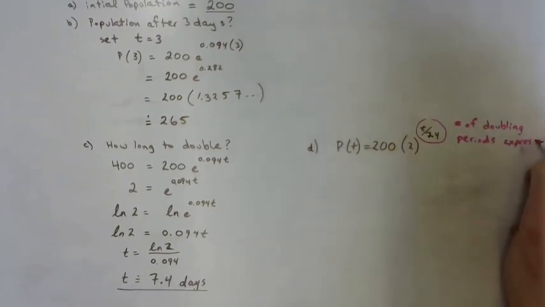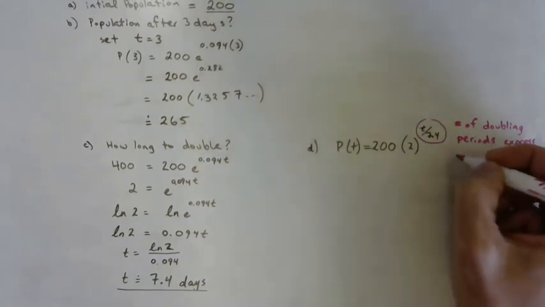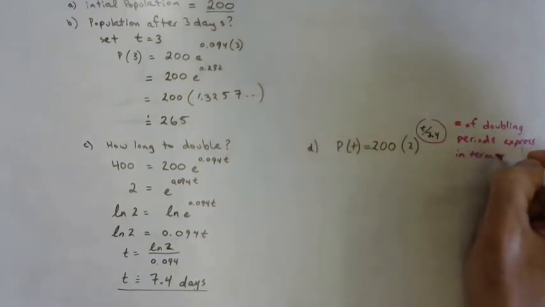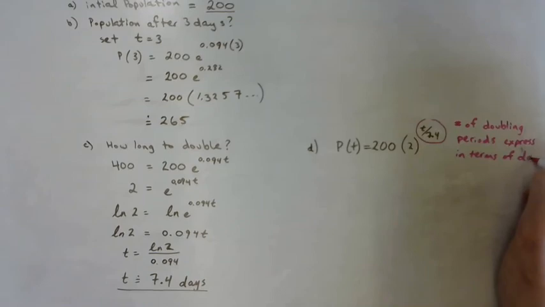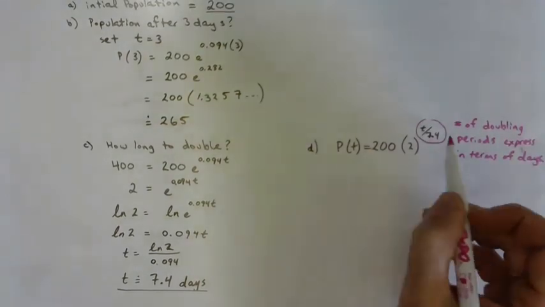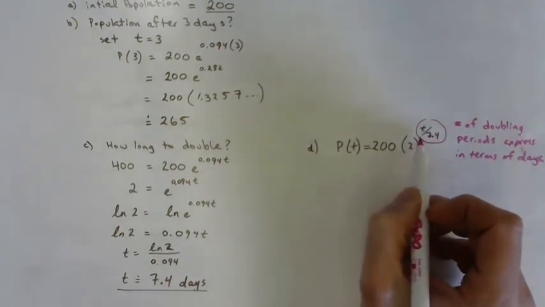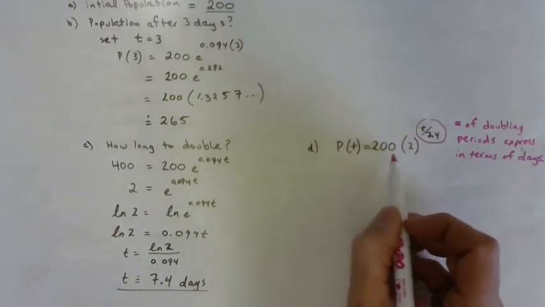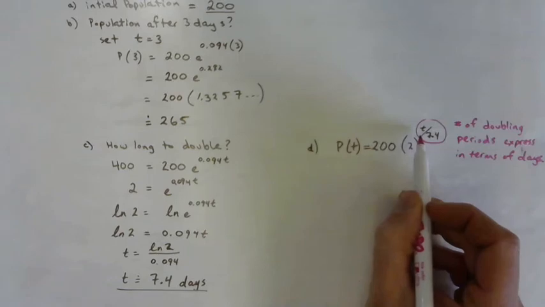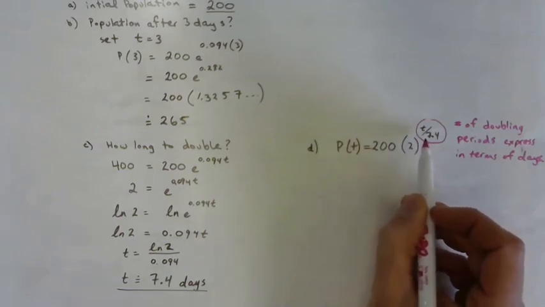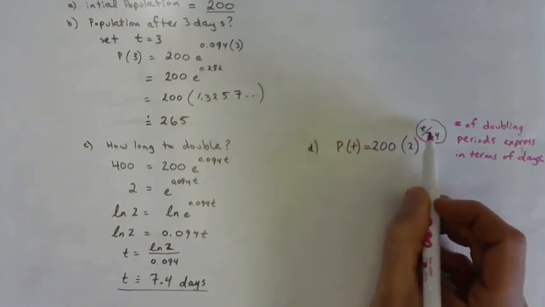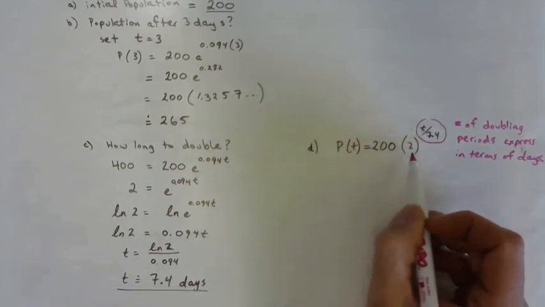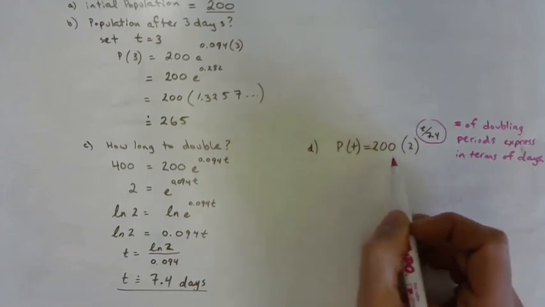expressed in terms of days. So for example, if you waited 1 week, you'd sub 7 in there. You'd get very close to one doubling period. This will be very close to doubling after 7 days. If you did 15 days, it would double twice. You'd have 15 over 7.4, which is about 2. So it would have 2 factors of 2. It would be 4 times, this would be 800. So it would double twice.